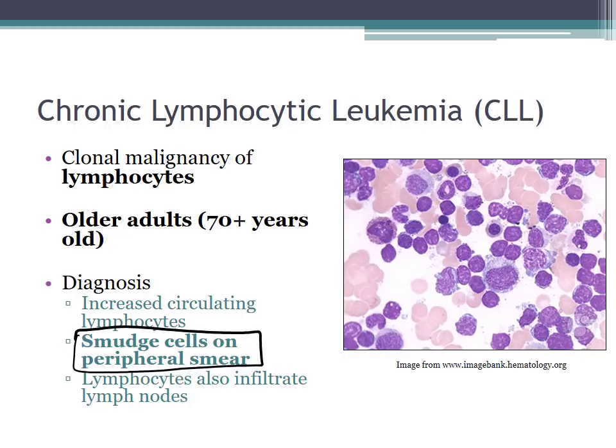And basically these smudge cells are lymphocytes, but they're extremely fragile. And so what ends up happening, as you can see a couple examples here, you have these cells that are kind of being broken up or smudged on the slide. You also will see with CLL that their lymphocytes start getting into the lymph nodes as well. So it's a characteristic for this that's good to make sure you remember.